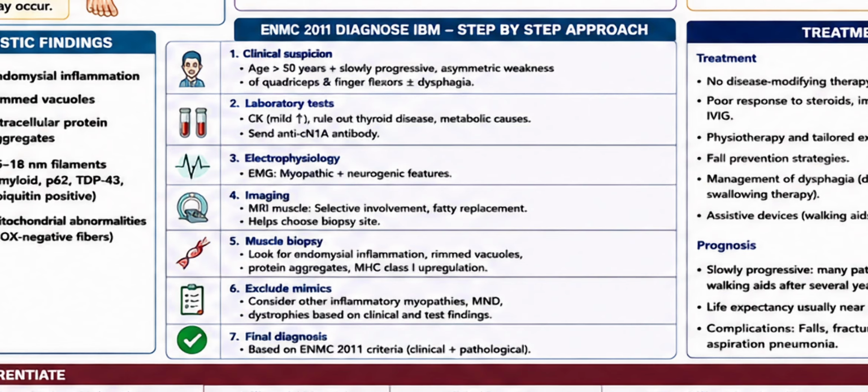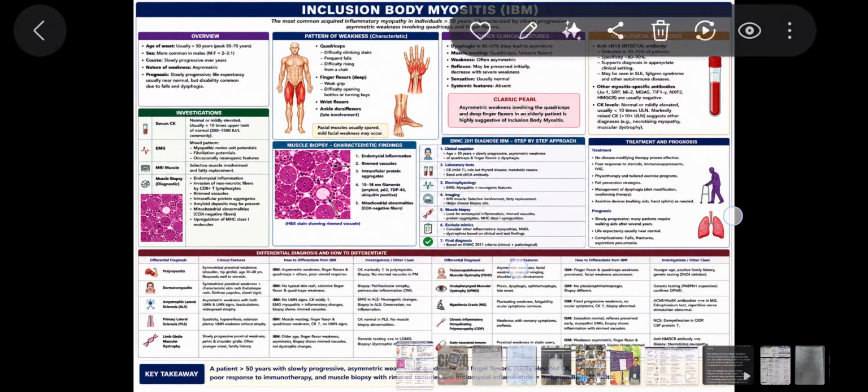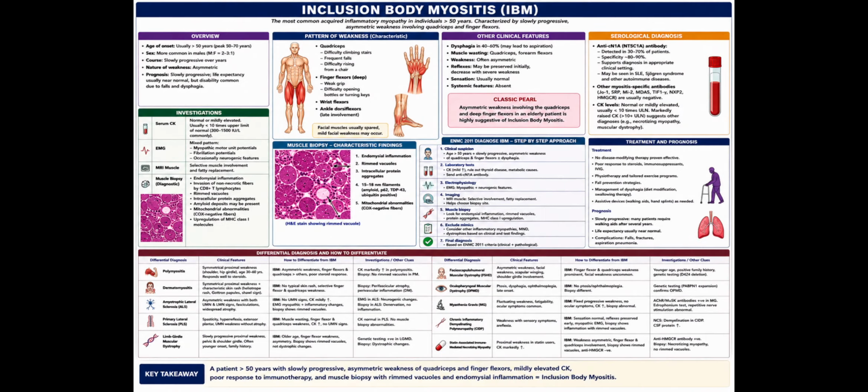In a patient older than 50 years with slowly progressive asymmetric weakness predominantly affecting the quadriceps and finger flexors, obtain CK levels and anti-CN1A antibodies, followed by EMG and muscle MRI. If the clinical suspicion remains high, perform a muscle biopsy from an affected but not end-stage muscle. The demonstration of endomysial inflammation with rimmed vacuoles confirms the diagnosis.